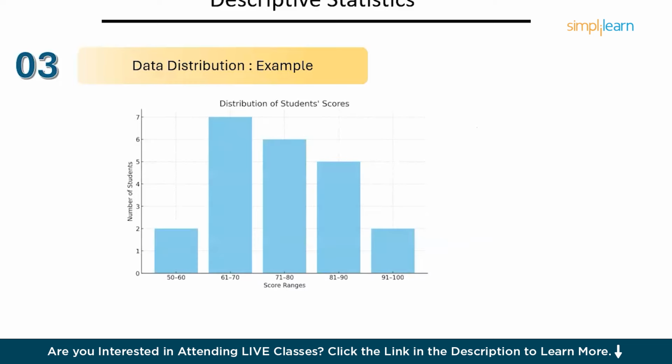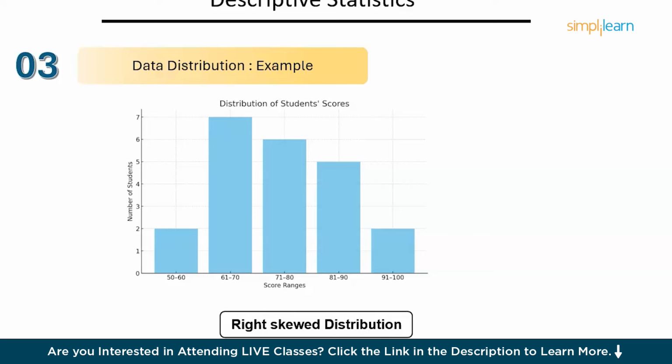Moving on, in our test score example, we have a slightly right skew distribution because there are more students with lower scores, that is 55 to 70, compared to higher scores, that is 90 to 100. And this is known as right skew distribution.